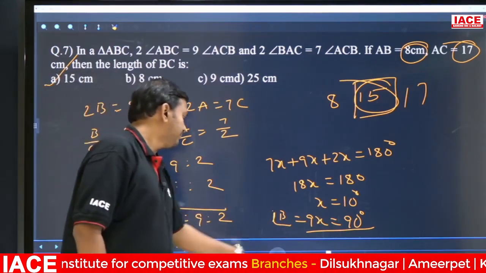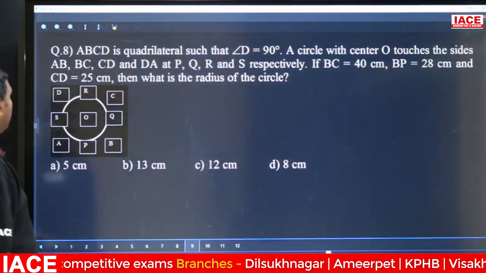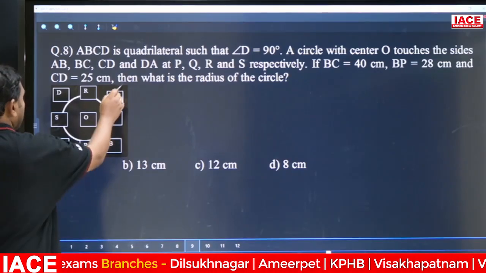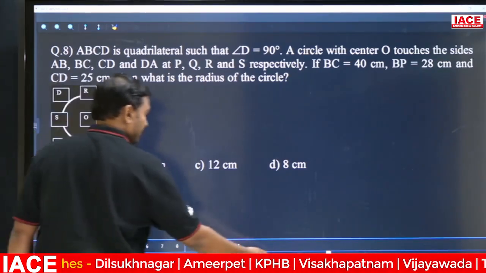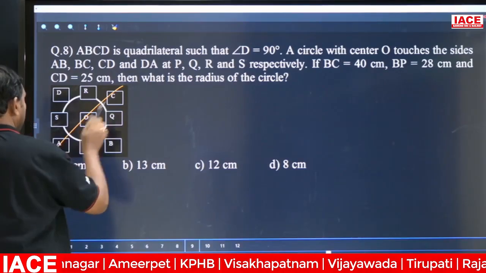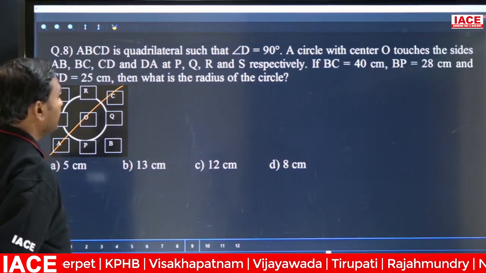Next one, question number 8. Some diagram mistake came here. We'll see the diagram first. We'll see the question, whether we can find the diagram or not.